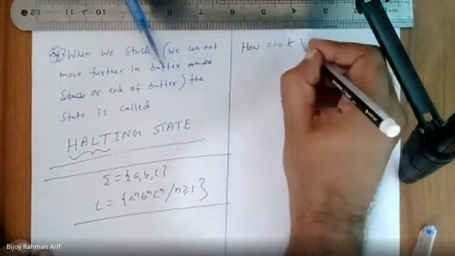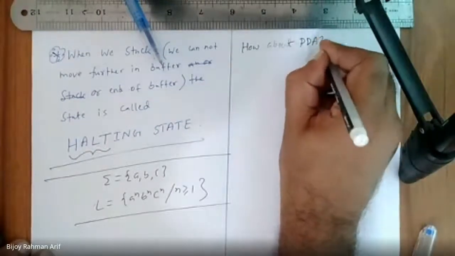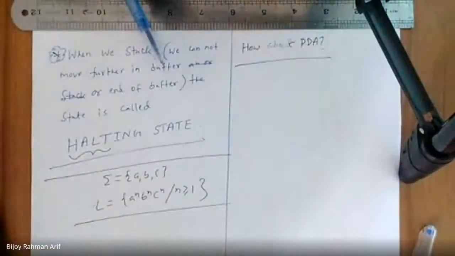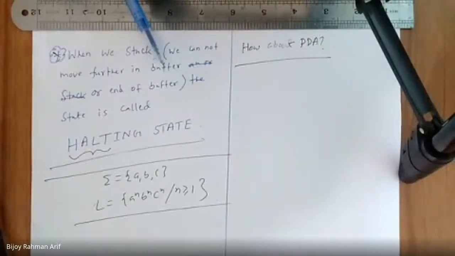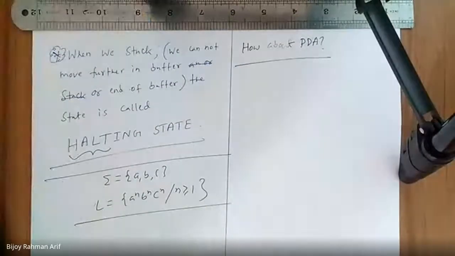How about PDA? Can we accept this using a push down automata? Tell me, please. Sir, we have to use two stacks. No, don't use two stacks. Only one single stack. I'm going to tell you the reason behind it later.